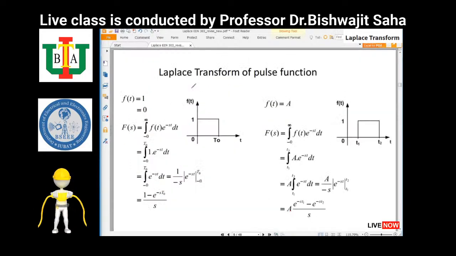This is another example problem: find the Laplace transform of a pulse function. And that pulse can be in two ways. One starts from the origin, another one has a delay. This T1 is the delay time. The first figure on the left has no delay, the figure on the right has delay. For both cases, we have found the Laplace transform.